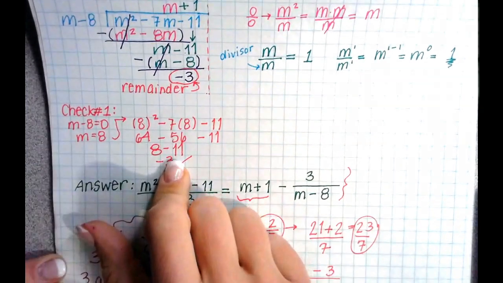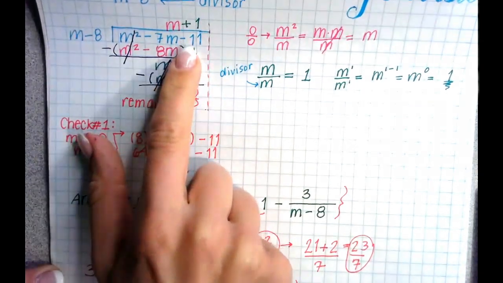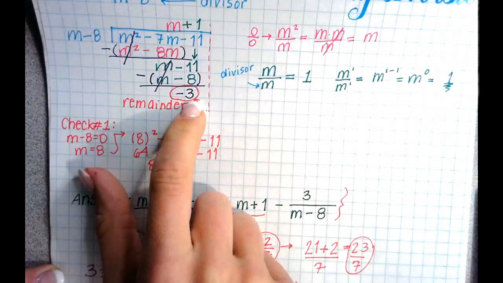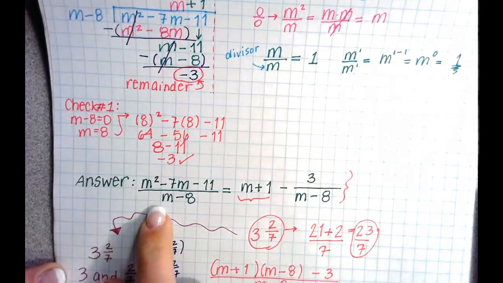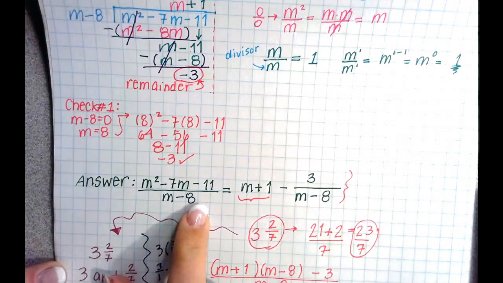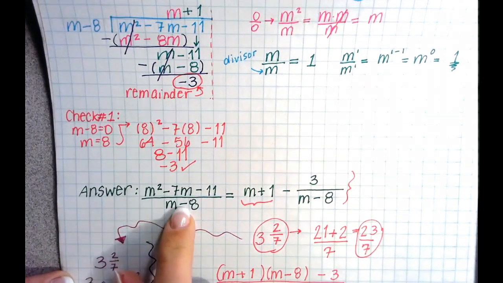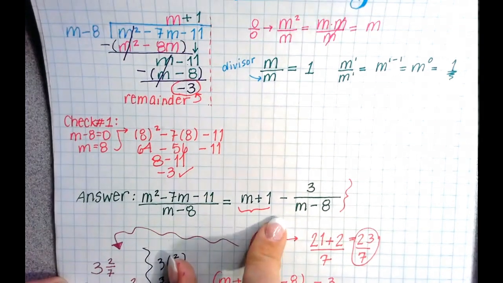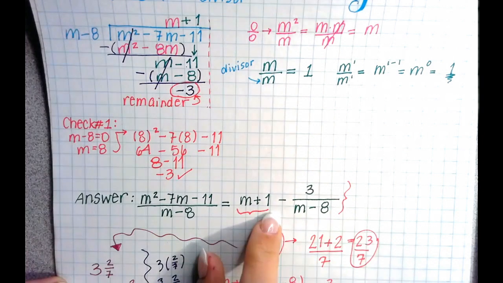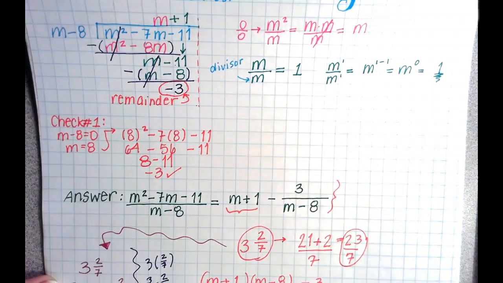So what's my answer going to be? Well, up top, I have m plus 1, and remainder I have negative 3. So I first rewrote it as a rational expression. M squared minus 7m minus 11 over m minus 8. That's my division question. Equals quotient m plus 1, and then plus negative 3, which I could write minus 3, over m minus 8.